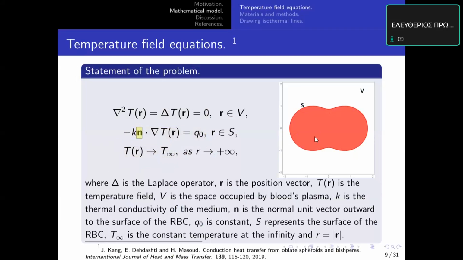In the figure, you can see the problem defined in the meridian plane. This is the red blood cell. S is the surface of the red blood cell. There is the volume of blood plasma.